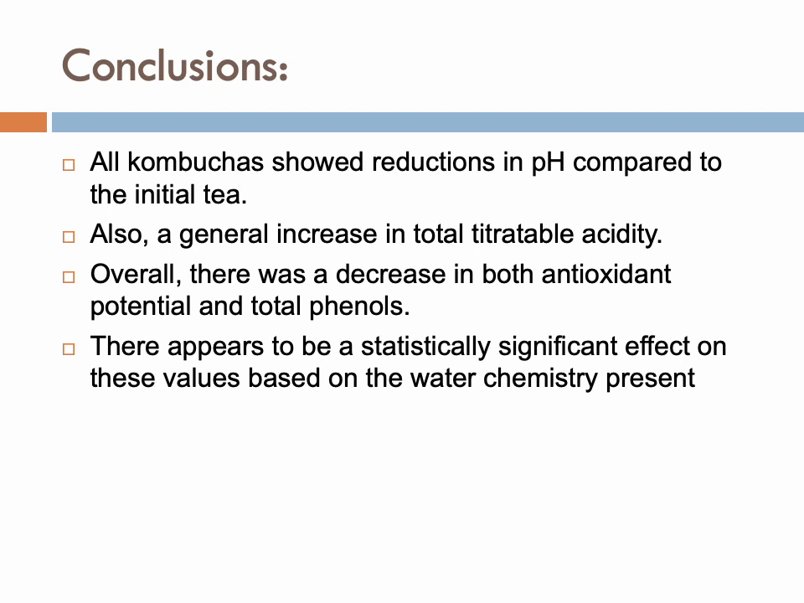But in general, for the kombuchas we've brewed so far, at least last year, we see a general reduction in pH from the tea, accompanied by, as you would expect, an increase in total titratable acidity. But overall, generally a decrease in both the total antioxidant capacity and the total phenols, or polyphenols. But that's not always the case. There are some differences in there. And we see typically a statistically significant change there.